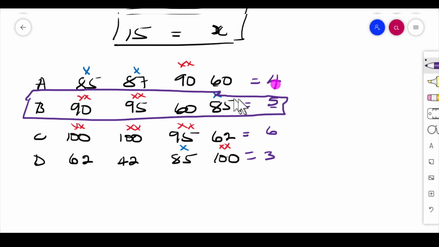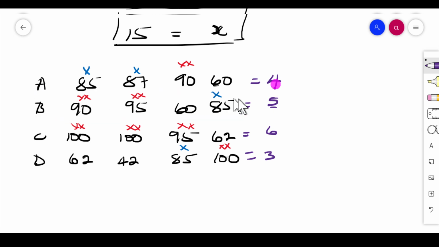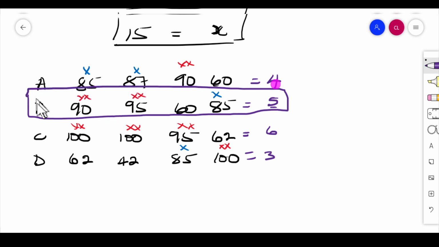And why B? Let's see if we can make this neater. They got 2 stars for the 90, 2 stars for the 95, and 1 star for the 85, giving us a total of 5 stars. So the key concept here: just eliminate, fulfill the conditions, take out what we know cannot be the answer, and work our way down until we get our answer.